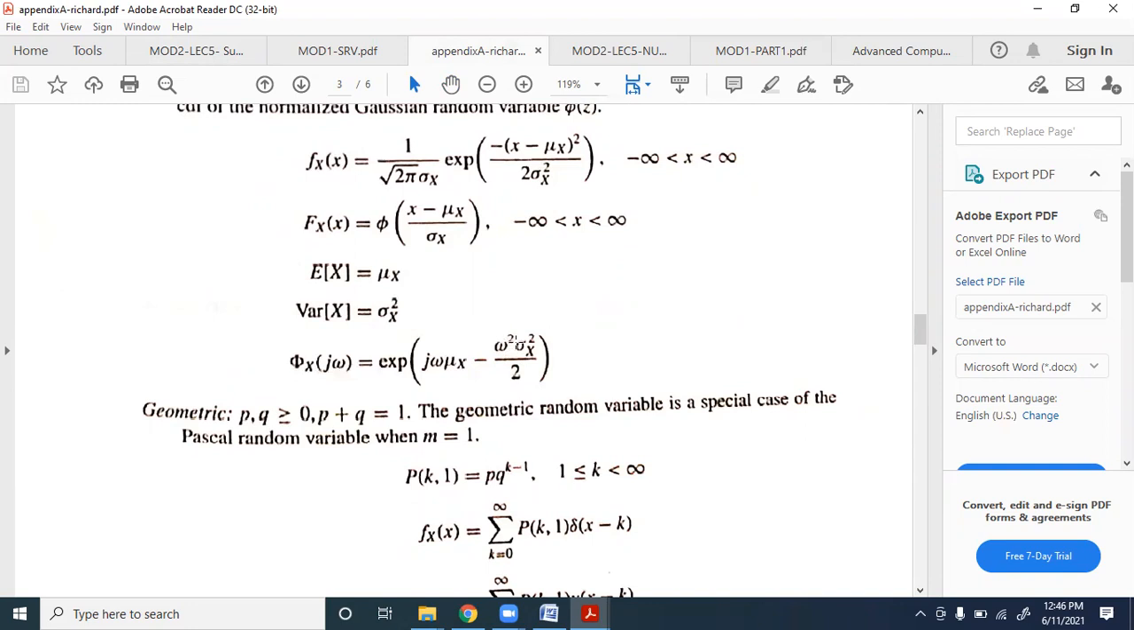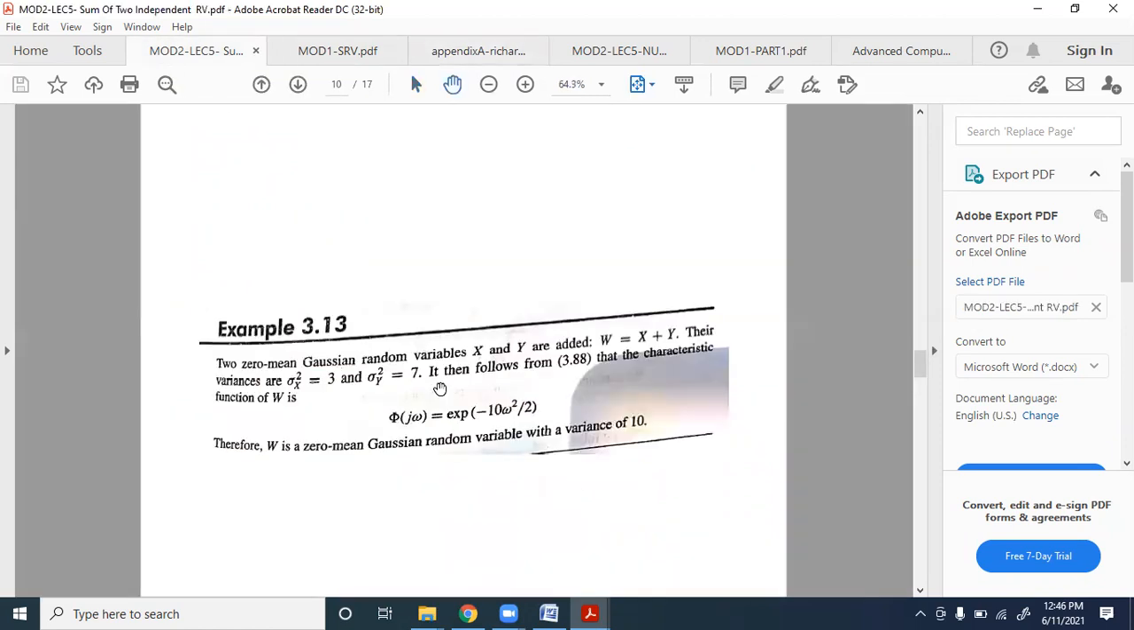Okay, 3 omega squared by 2 for phi x, 7 omega squared by 2 for phi y. If you multiply both of them, then because this is exponential, the quantities which are there, 7 plus 3, will get added up, and that will give us the value 10, because again e to the power of a into e to the power of b is equal to e to the power of a plus b. Okay, 7 plus 3, that will give us the value 10, and hence we have the expression over here, phi of j omega is equal to exponential of minus 10 into omega squared by 2.